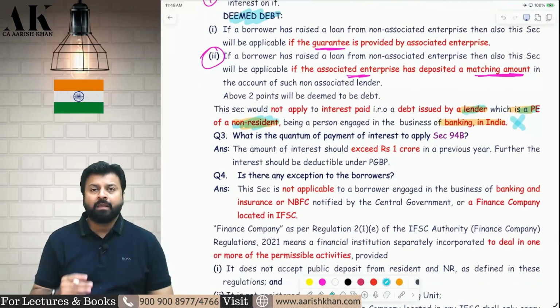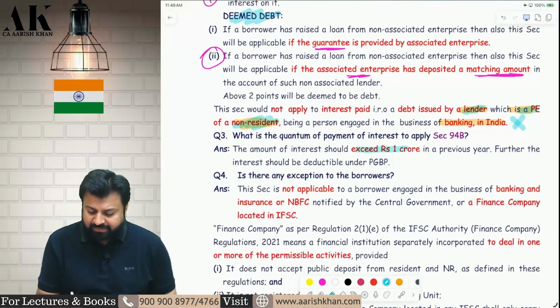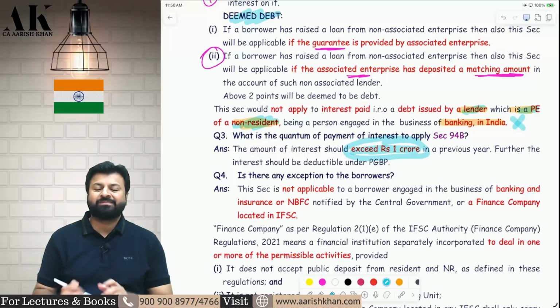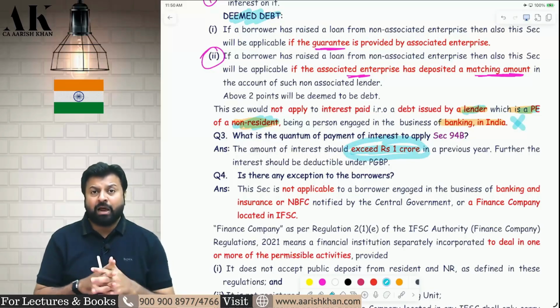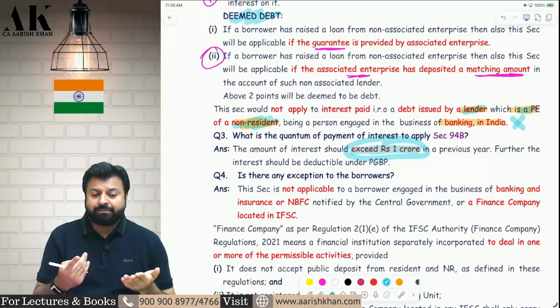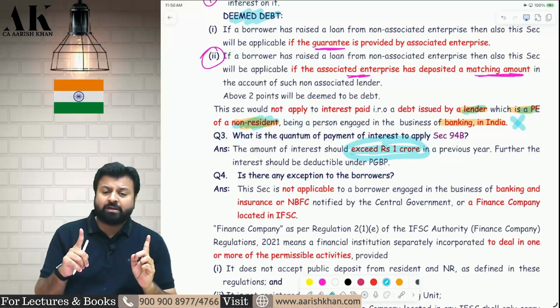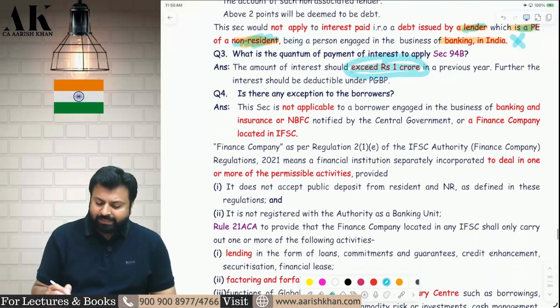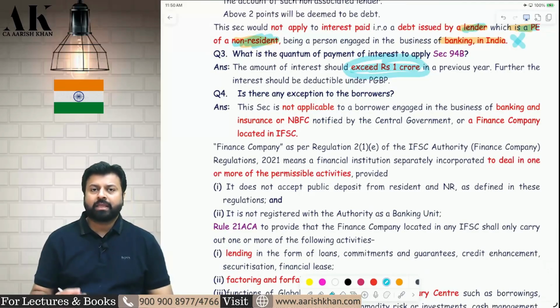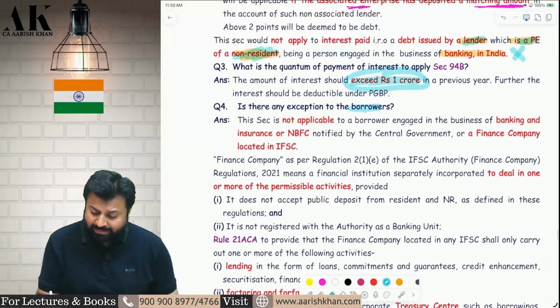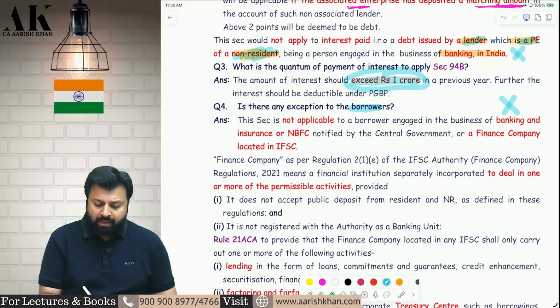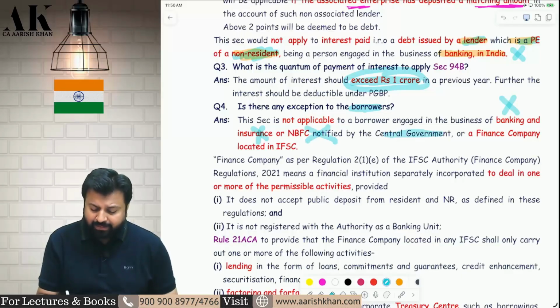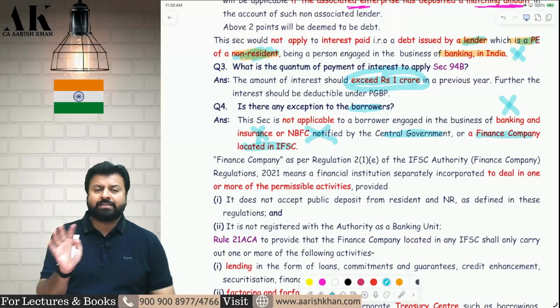Now, next, what should be the amount of interest? The amount of interest which is allowed under PGBP should exceed 1 crore. This 1 crore should be after applying the transfer pricing provisions. After applying the transfer pricing provisions, if the amount of interest exceeds 1 crore, this section is applicable. Now, this section is not applicable to a few people. If the borrower is a banking company, then this section is not applicable. If the borrower is an insurance company, this section is not applicable. If the borrower is an NBFC which is notified by the central government, this section is not applicable. If the borrower is a finance company located in IFSC, then this section is not applicable.